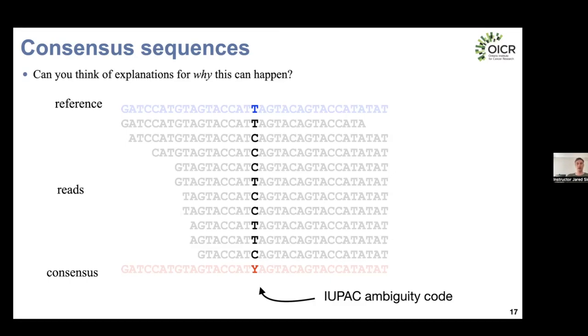So can anyone think of reasons why this could happen in reality, why we might have evidence for mixed bases? Feel free to just unmute or write in chat or Slack some ideas on why we might not have a pure single viral lineage in our, say, coronavirus sample. Could just be sequencing error? You can get a pattern variance. Sequencing error, I heard. What was the second one, sorry? Because the variant of the virus is present in the same sample.